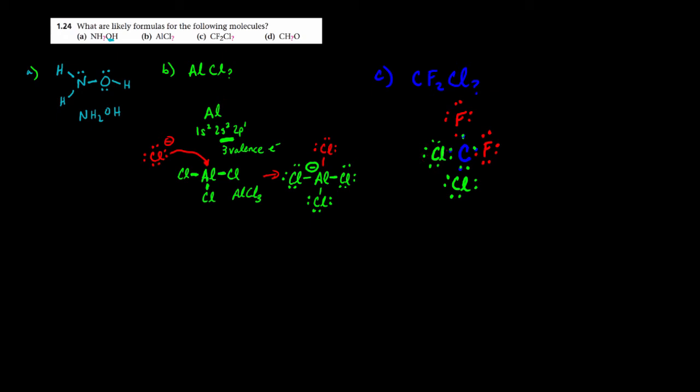So counting all the electrons surrounding each atom, you can see there are 8 electrons surrounding each of these atoms, and then including carbon in the middle. So that would be CF2Cl2. Okay, and lastly, we have D here, CHO. So how many hydrogens? And what does this molecule look like anyway?